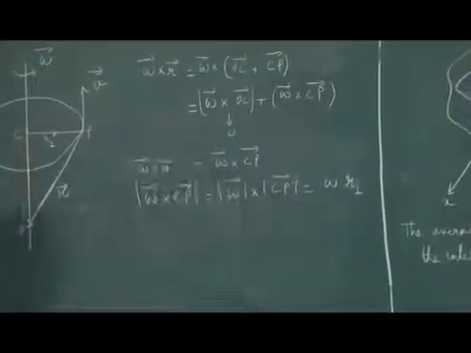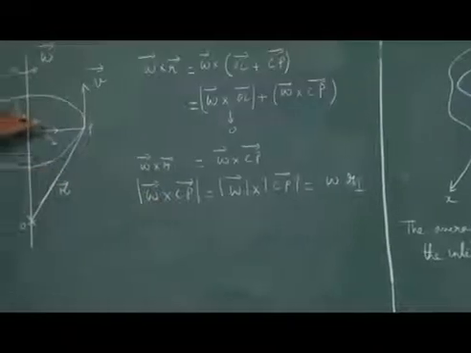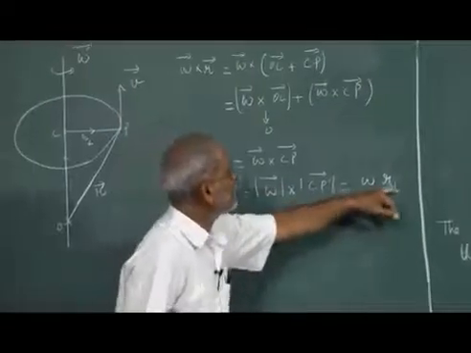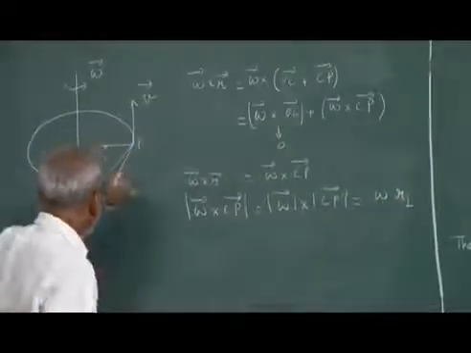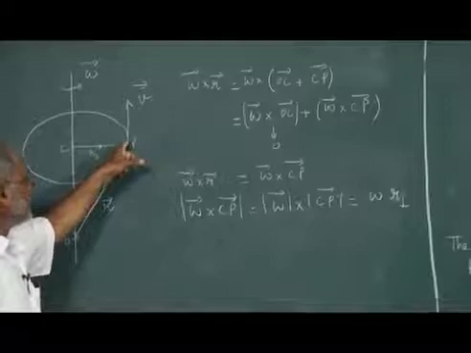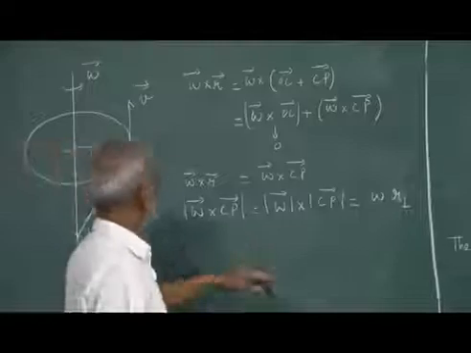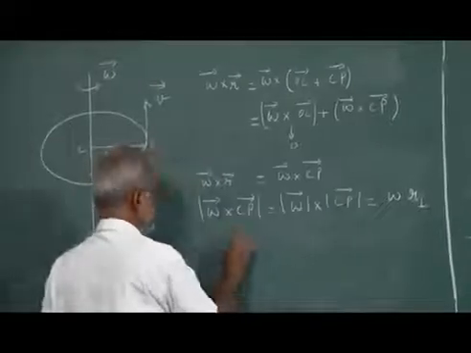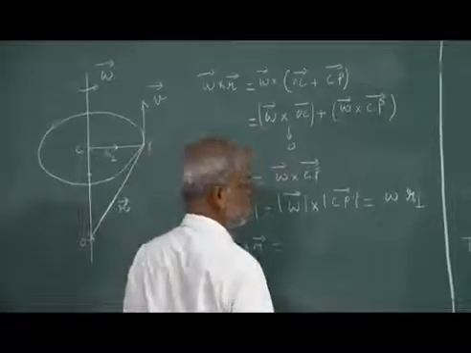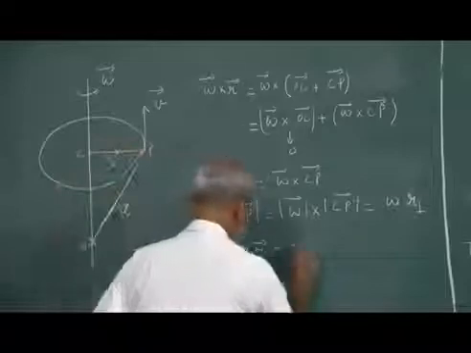So, omega cross r vector is perpendicular to both omega and vector r, and its magnitude is given by omega r perpendicular, and it is in the direction tangential to the circle at point P. So, from this we identify both must be the same and write that omega cross r is v.